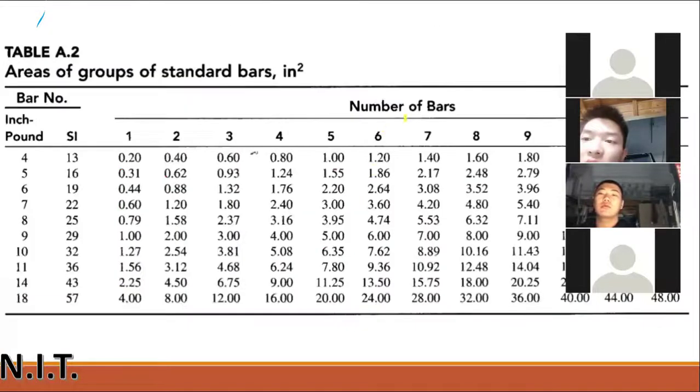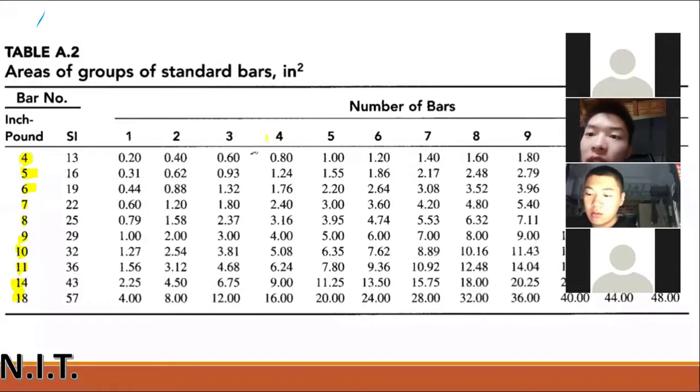You have this table. These are different bar numbers, number 4, 5, 6, 7, 8, 9, 10, 11, 14 and 18 according to ACI code. And these are the numbers of bars: 1, 2, 3, 4, 5 rods, 6 rods, 7 rods, 12 rods. So you need to find the value 2.2. Where is 2.2?